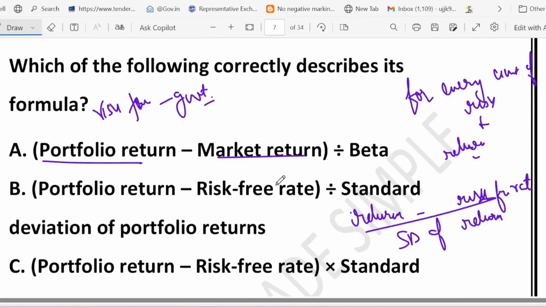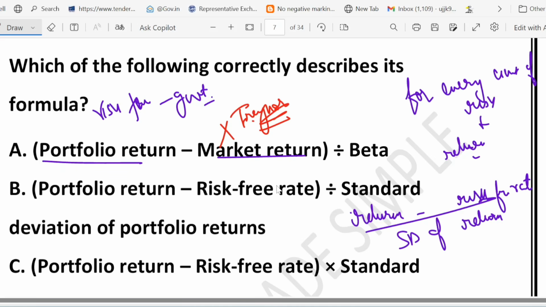So let's break down each and every option. First of all, let's look at option number A. It says portfolio return minus market rate divided by beta. It is the wrong formula because this is actually for the Treynor ratio, not the Sharpe ratio. Treynor uses beta, which only considers market risk, but Sharpe uses total risk.